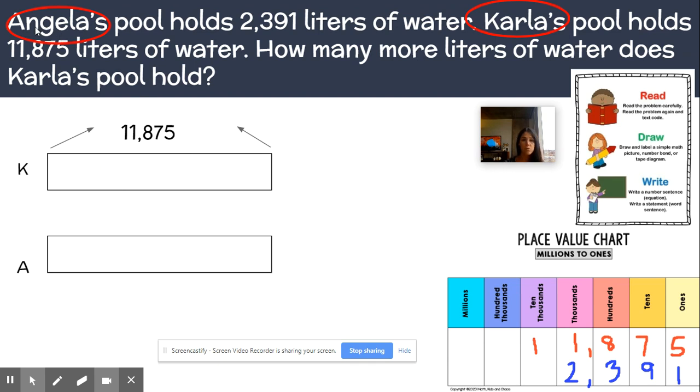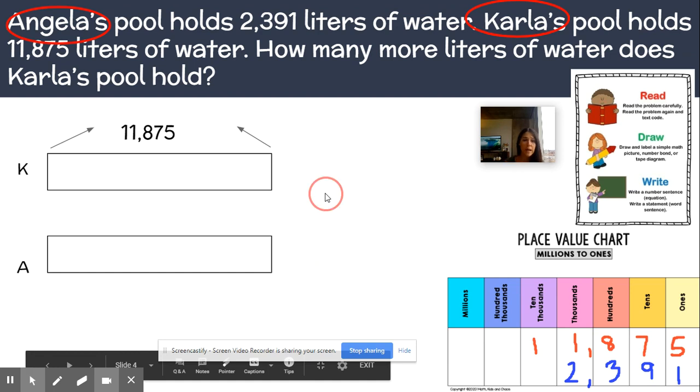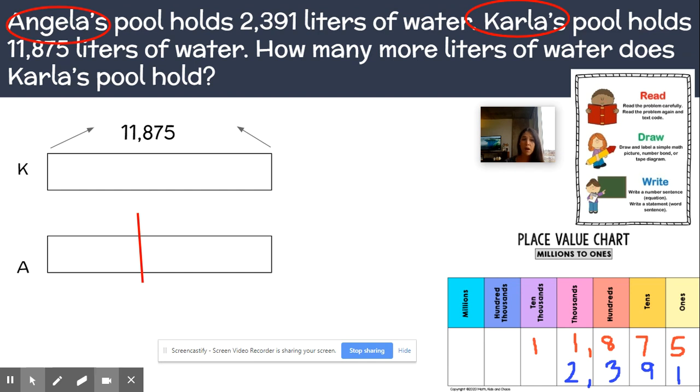Now I'm going to look at Angela's pool. Again, rereading my problem. Angela's pool holds 2,391 liters of water. Okay, well, if these two are the same size tape diagram, that means that they share the same total, right? So this is the 11,875. Well, Angela's pool is not as much. We know that from our place value chart. So that's why we have to partition Angela's tape diagram because her pool does not hold as much as Carla's.